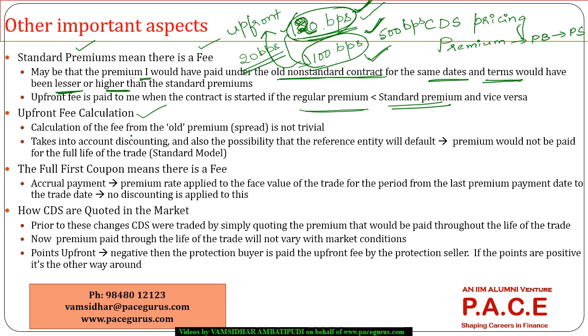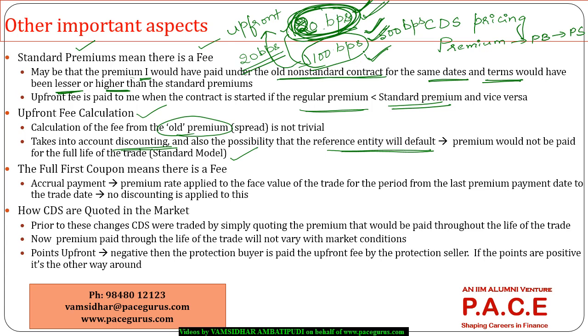And the way the upfront fee calculation is typically done, the calculation of the fee from the old premium, that's the next thing that I want to look at. It takes into account the discounting, the discount rates, and the probability that the reference entity will default, and at what point it is going to default. Once the reference entity defaults, obviously the premium need not be paid by the protection buyer from then onwards, because the party would be receiving the protection from the protection seller altogether. Even for this kind of calculation, we have a standard model in place, and based on that I should be able to compute the premium based on the non-standard contract. And I'll compare it with the standardized contract based premiums.